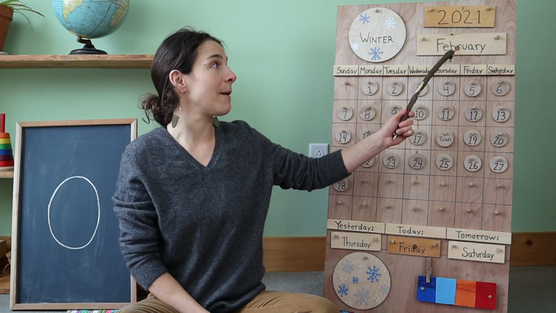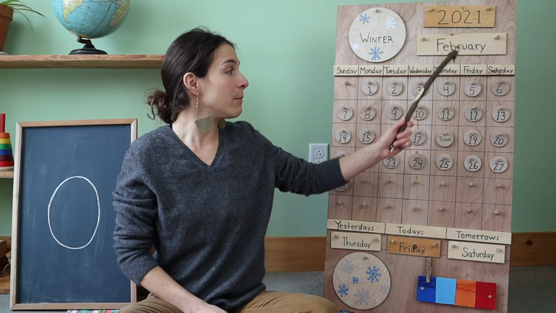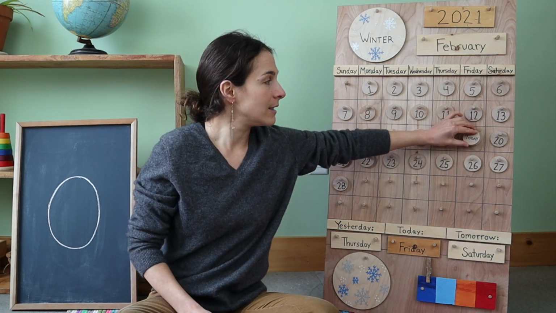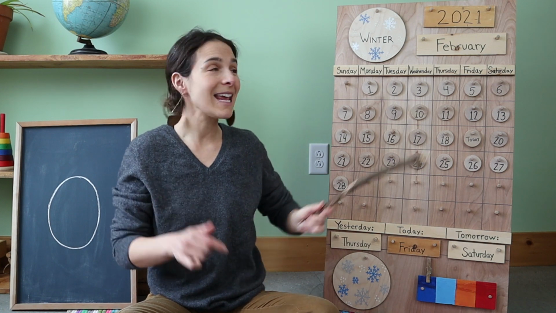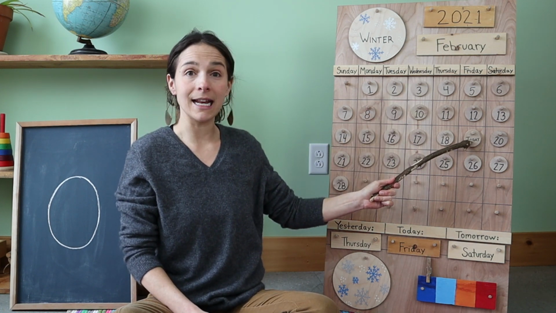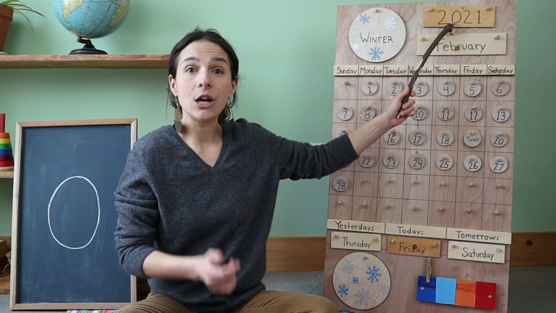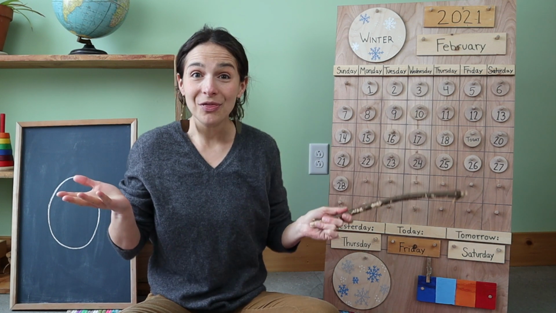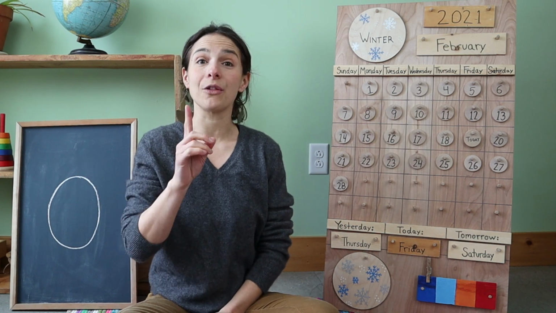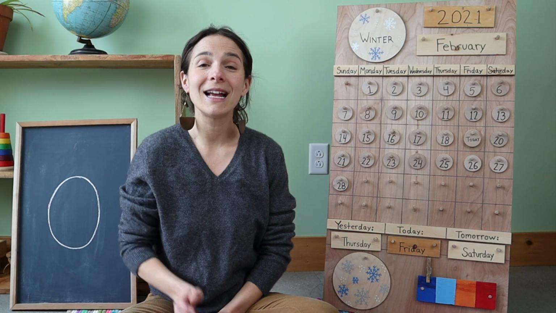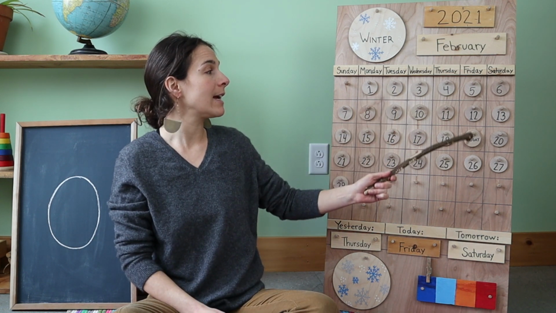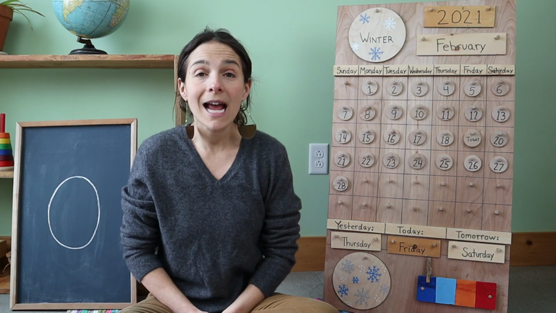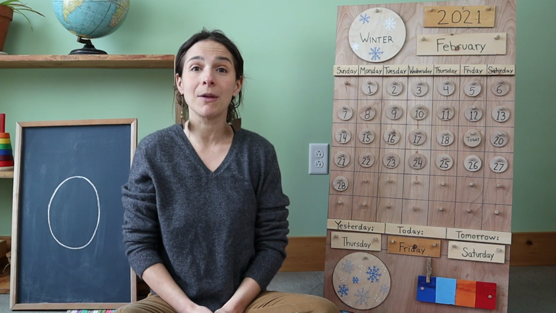February. The month is February. And today is February 19th. So let's move the chip over from yesterday to today. Today is February 19th. And right up here we have the year. Do you know what the year is? 2021. That's right, friends. Let's say the date together one more time. Here we go. Today is February 19th, 2021.